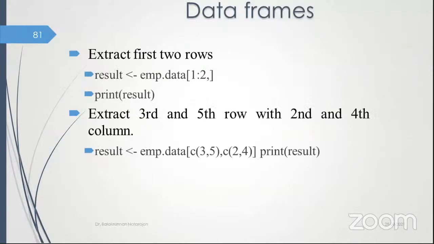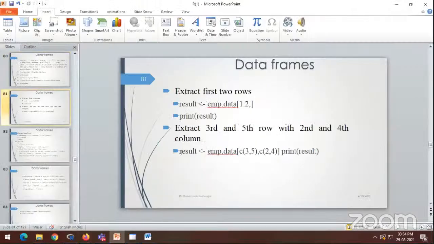From this you can also extract the first two rows alone. This might be the syntax for that, and similarly you can print it. And specifically you can mention, I want the third and fifth row with the second and fourth column. I can mention it like this. I'll execute this one.